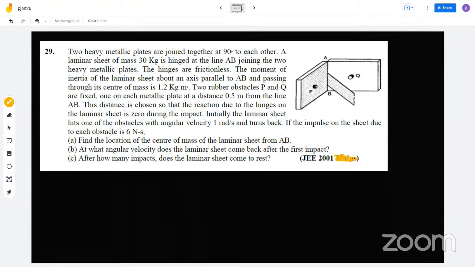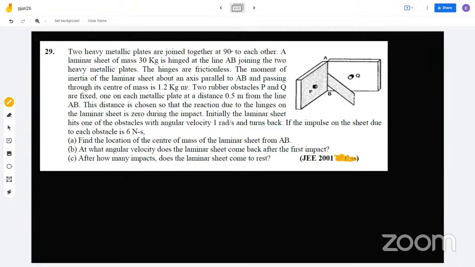So you have two heavy metallic plates at 90 degrees to each other. In between there is a laminar sheet, and the sheet is free to move about the hinge line AB. Axis AB. The hinges are frictionless.